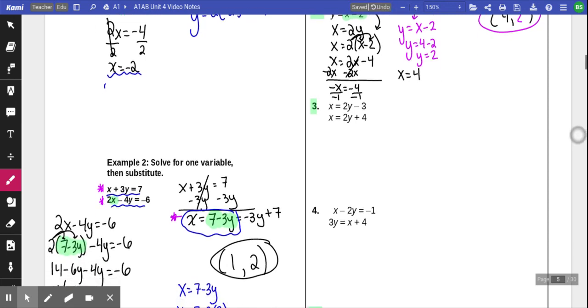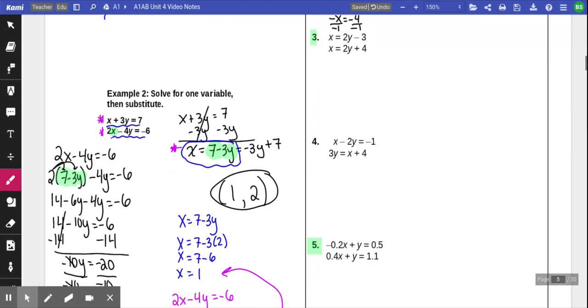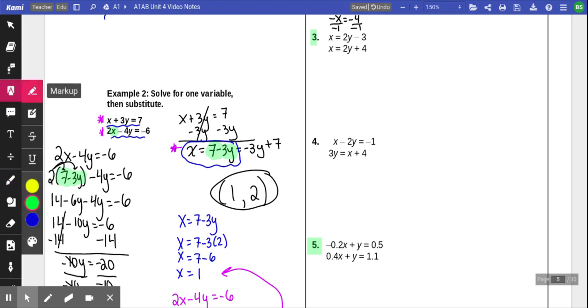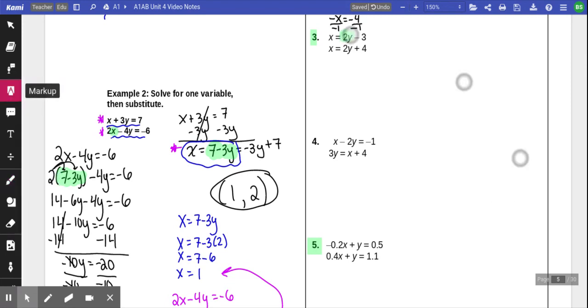If they're already set up here in 3, you're already set up for x is equal to in both of them, so it doesn't matter which way we go here, but we know x is equal to 2y minus 3. We can plug that into the second one.